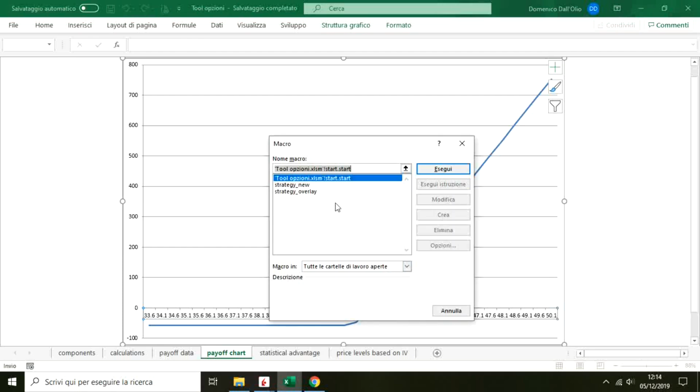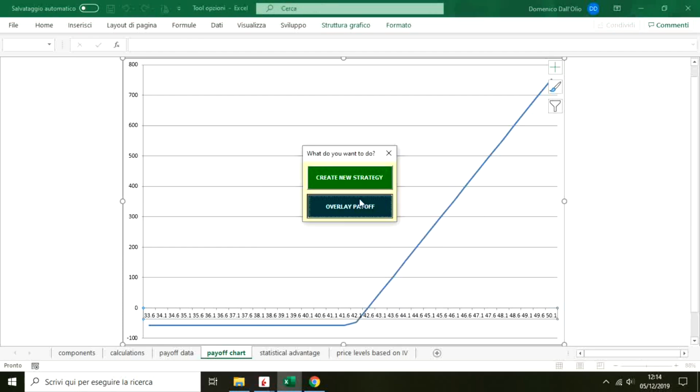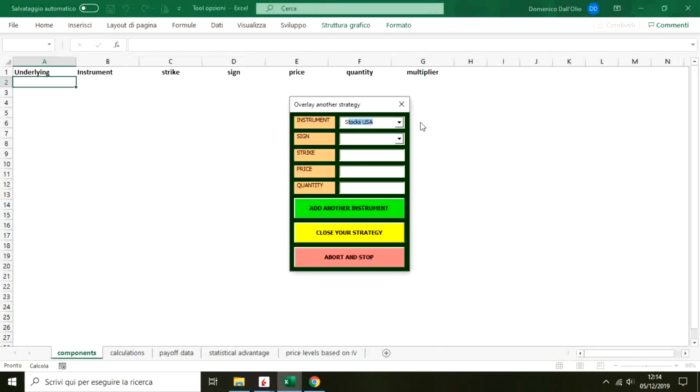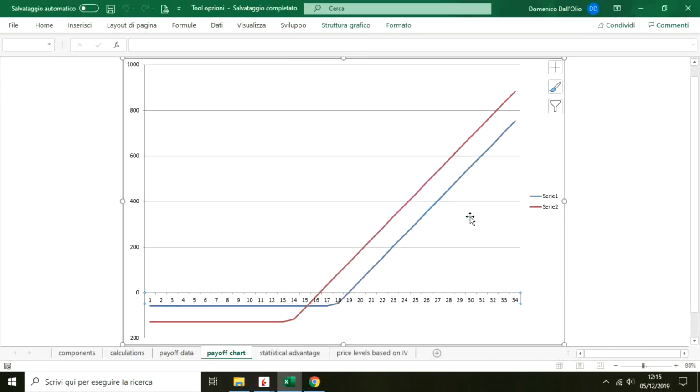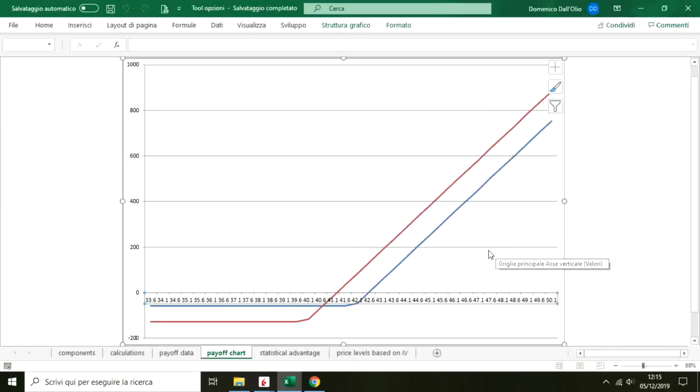Let's overlay strategy, overlay payoff. The instrument is still a stock. The instrument is a call. The sign is long. The strike is 40 this time. The price is 127. The quantity is 1. Close your strategy. And here we have the two payoffs compared.